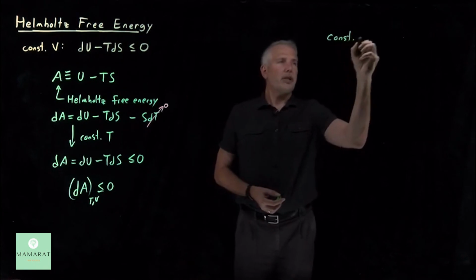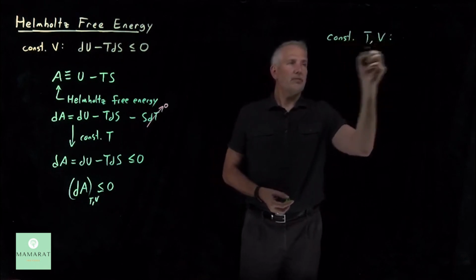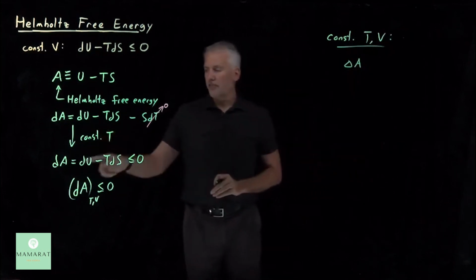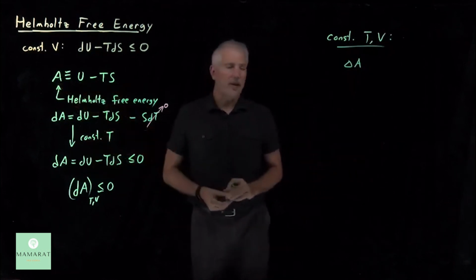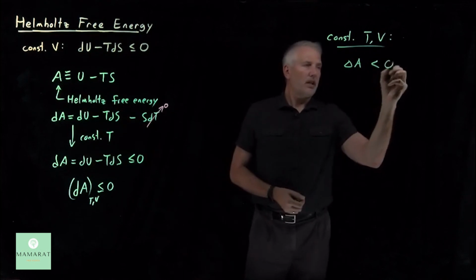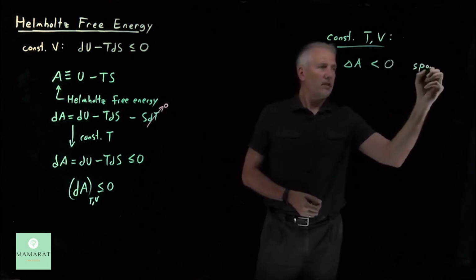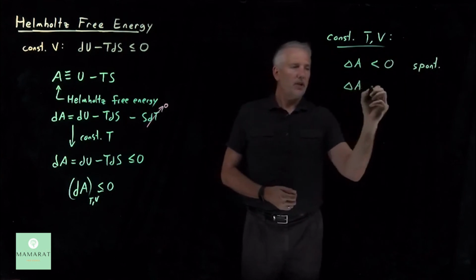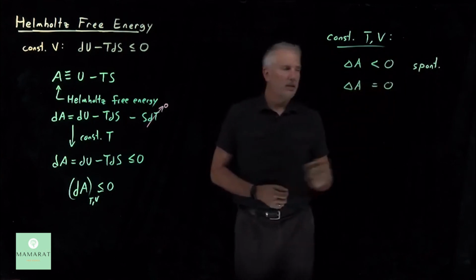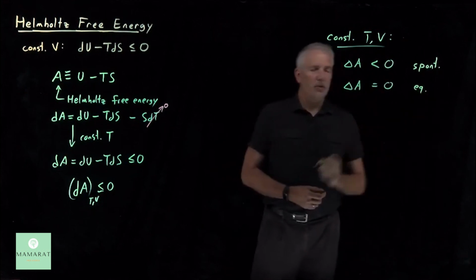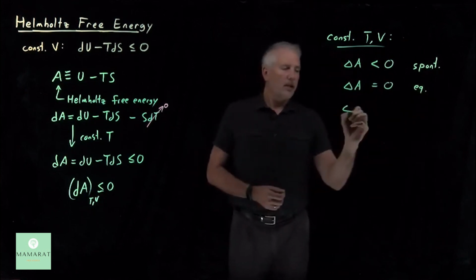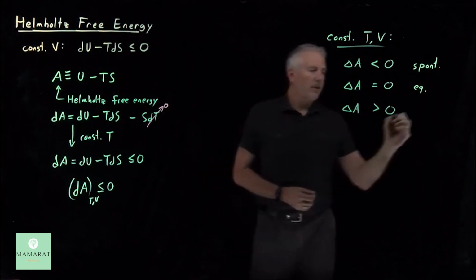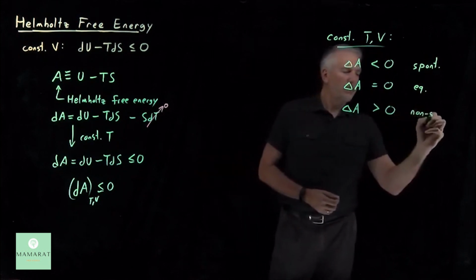If I do something at constant temperature and constant volume, and I measure the change in the Helmholtz free energy, this new thing that I've just defined, if that's negative, the process will be spontaneous. If the change in the Helmholtz free energy is equal to 0, the process will be in equilibrium. And if the change in the Helmholtz energy is positive, that's a sign of a non-spontaneous process.